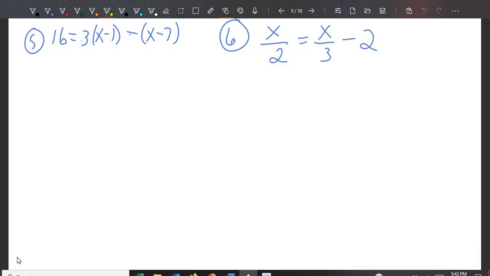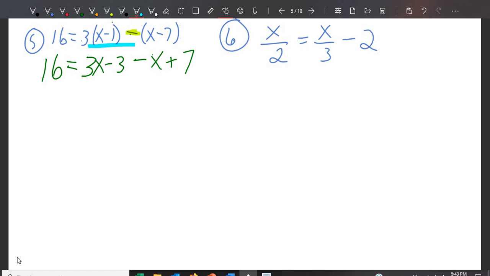Alright, here's another one with parentheses. Now, I've got 2 parentheses, and they're both on the right side. That doesn't matter. So we're bringing down the 16. I distribute the 3 through the parentheses. And again, notice there's a minus sign here. So we're going to distribute that negative, and we're going to get -x plus 7.